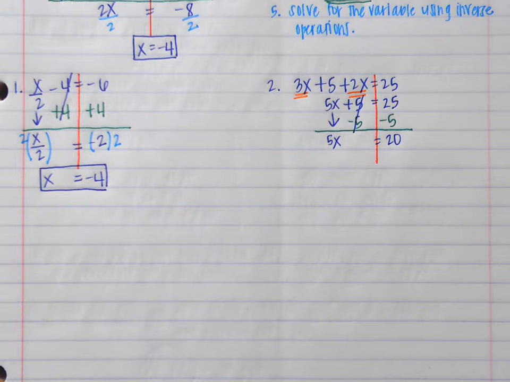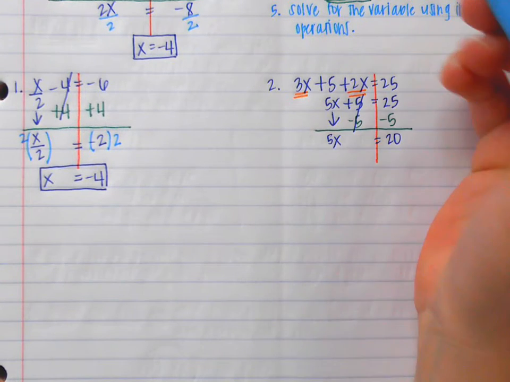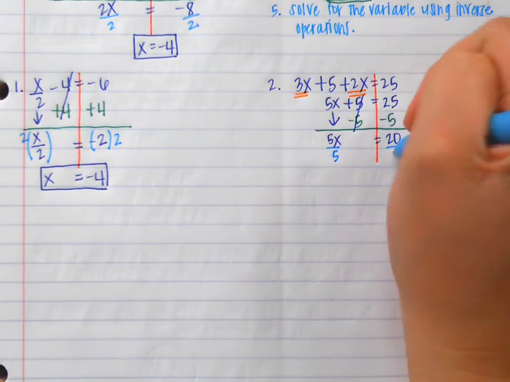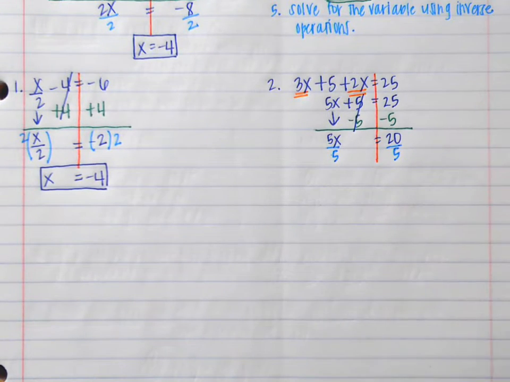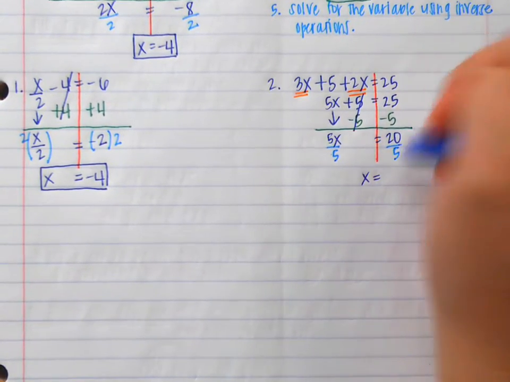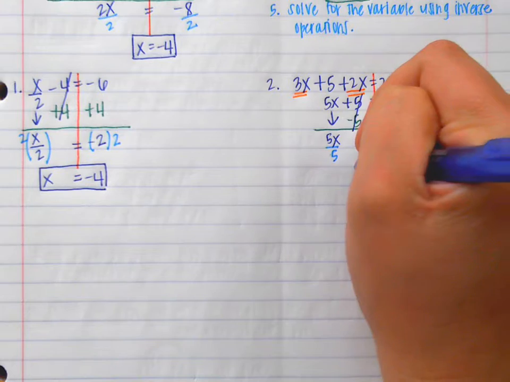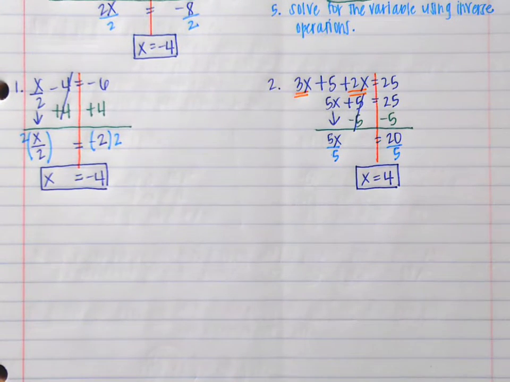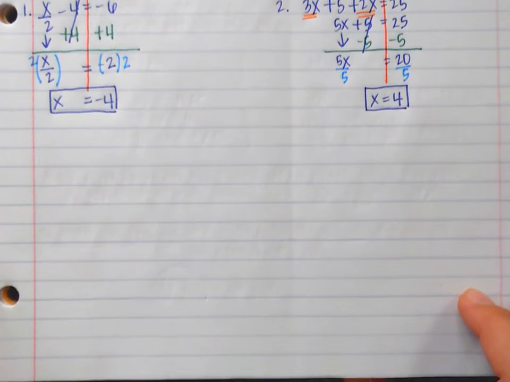Okay, last step, solve for the variable using inverse operations. Remember, this is 5 times x. To undo that multiplication, we're going to divide both sides by 5. And so 5 divided by 5 is 1, 1x. 20 divided by 5 is 4. I get my final answer to be x equals 4. Okay, let's try another one.